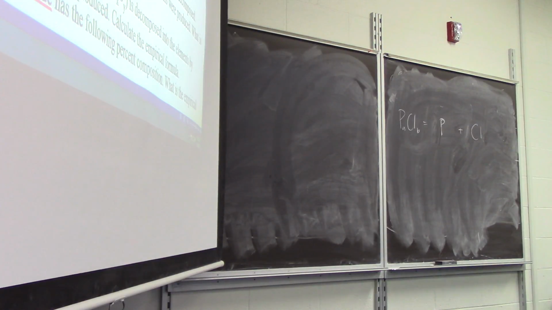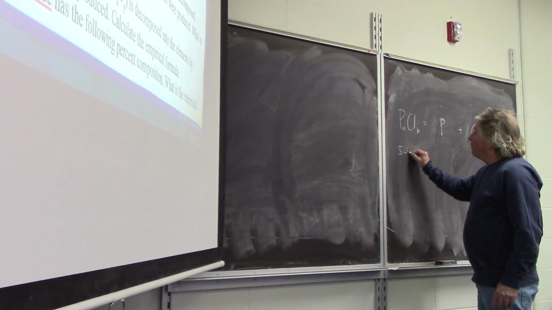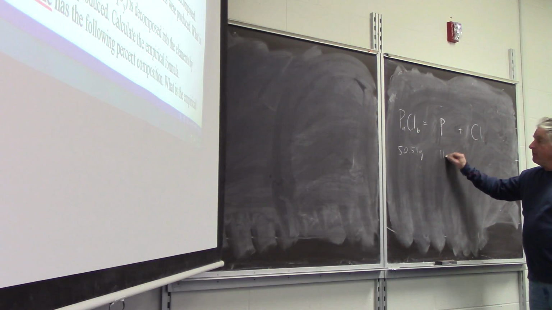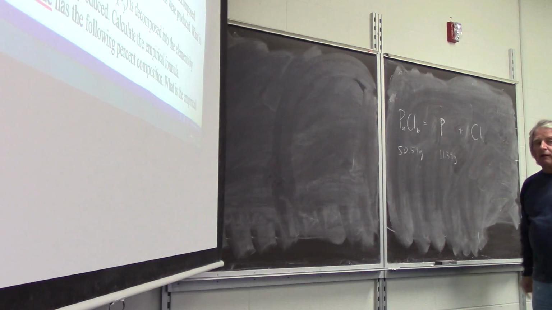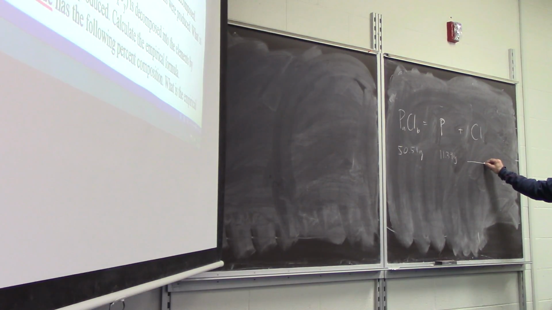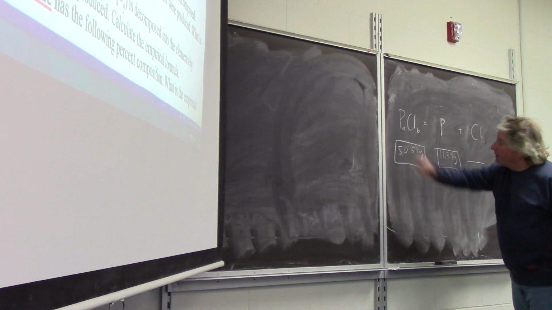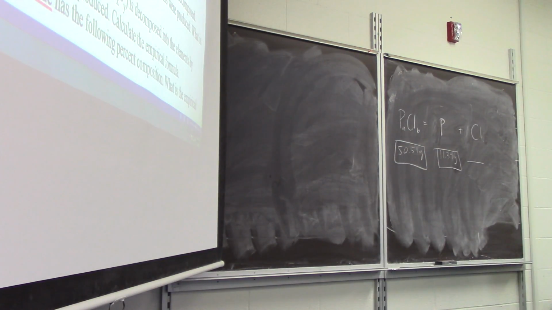So you start out with 50.51 grams of this, and then you end up with 11.39 grams of this. Now we can figure this other one out. What is this going to be? Because the sum of these two has to equal the sum of that side. So 50.51 subtract 11.39 is 39.12.